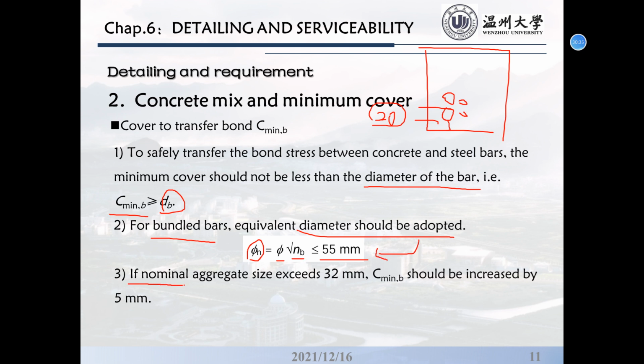And for the nominal aggregate size, because the concrete consists of water and aggregate, if the aggregate size exceeds 32, the minimum cover should increase by 5 millimeters. Yeah, on this page, the items give you the requirement about minimum cover to transfer the bond. This one is important.